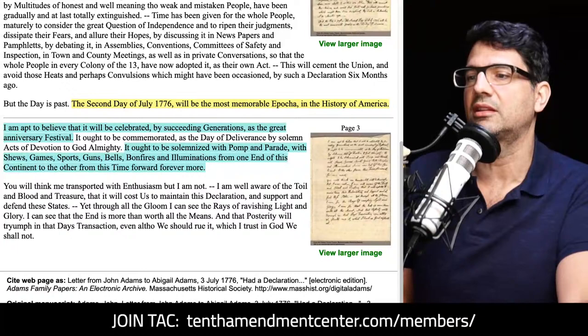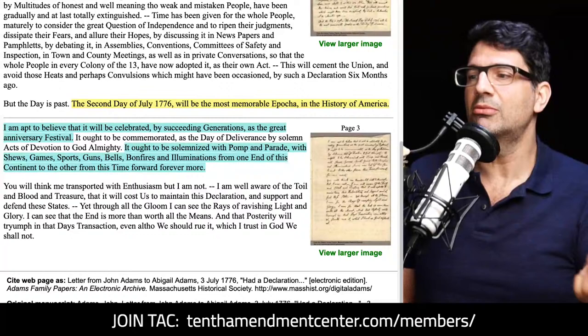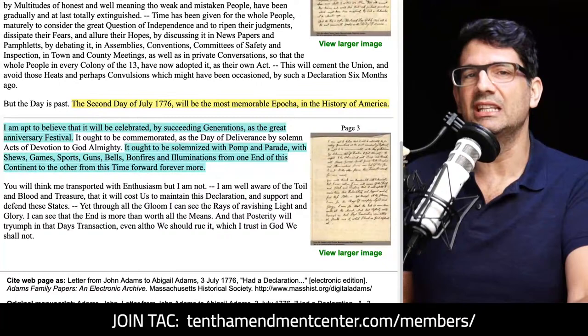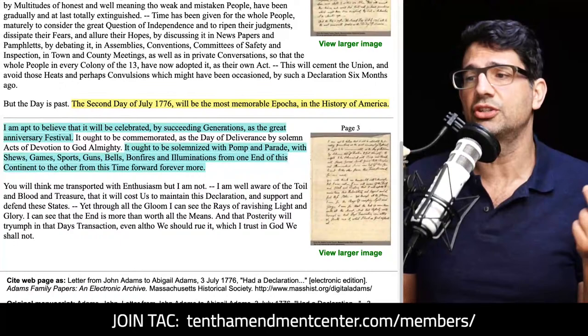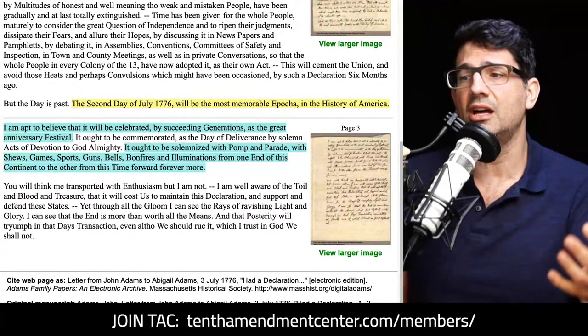The second day of July 1776, he's so excited, will be the most memorable epic in the history of America. I am apt to believe, he said, that it will be celebrated by succeeding generations as the great anniversary festival. It ought to be commemorated, he wrote, as the day of deliverance by solemn acts of devotion to God Almighty. It ought to be solemnized with pomp and parade, with shows, games, sports, guns, bells, bonfires, and illuminations from one end of this continent to the other from this time forward forevermore.